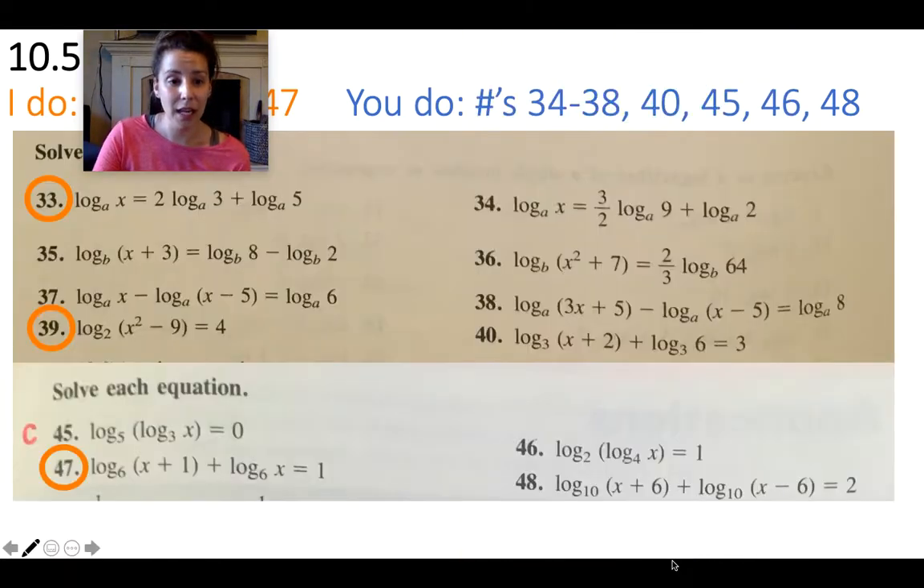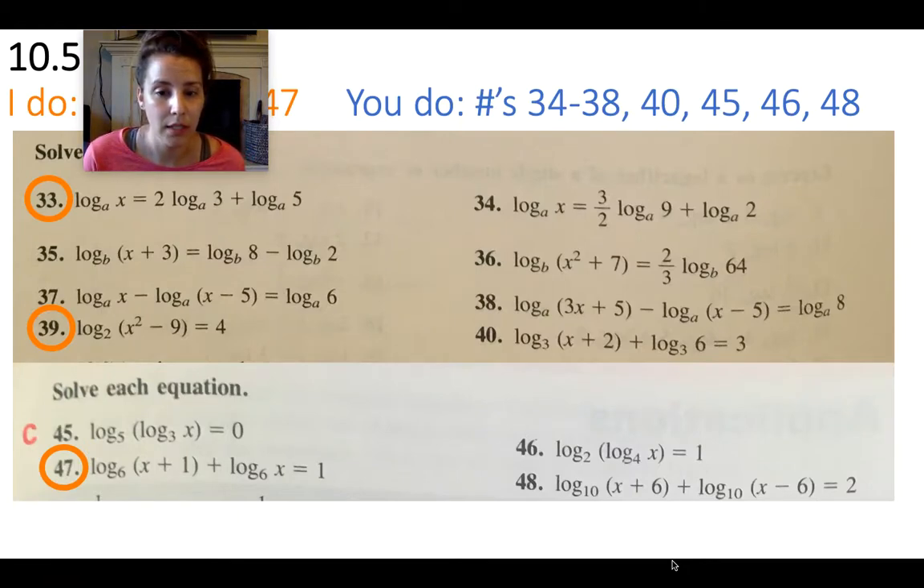That is it for today. These are the rest of the problems you have to do. What is that? 10 problems? 9 problems? That's not bad.